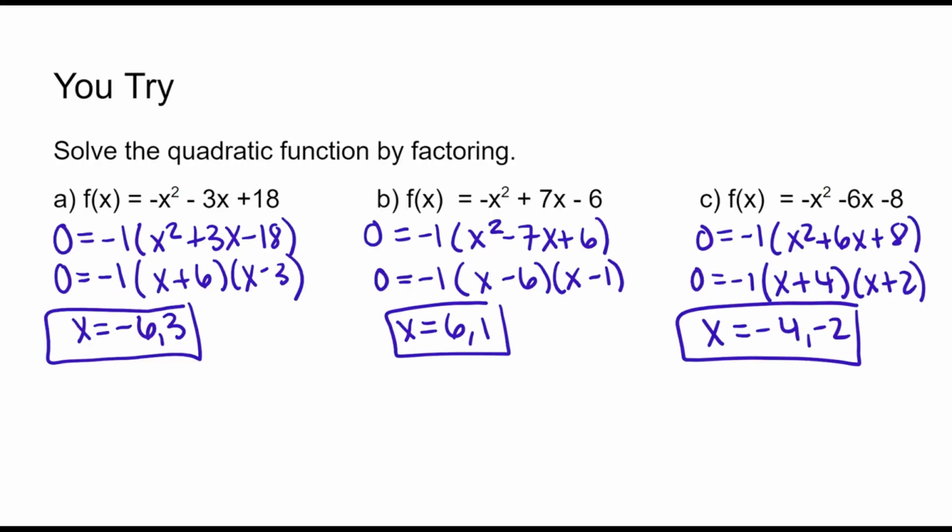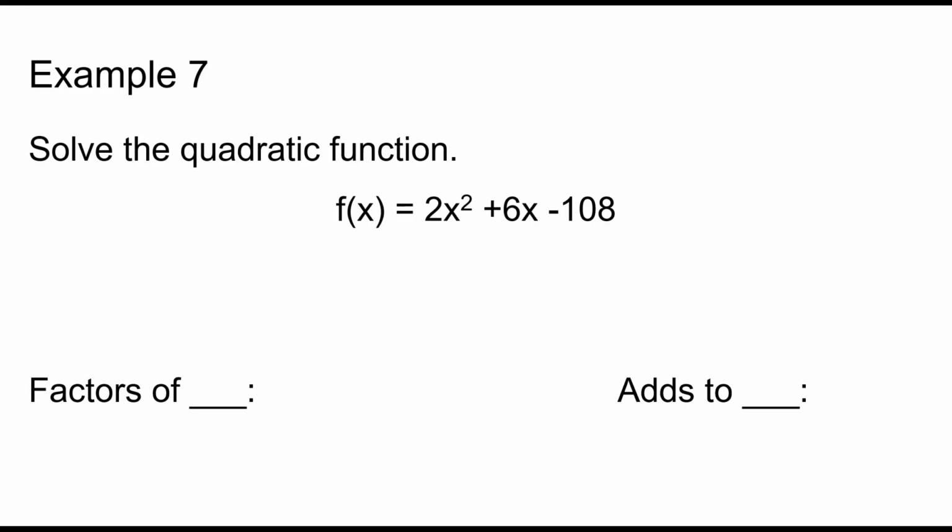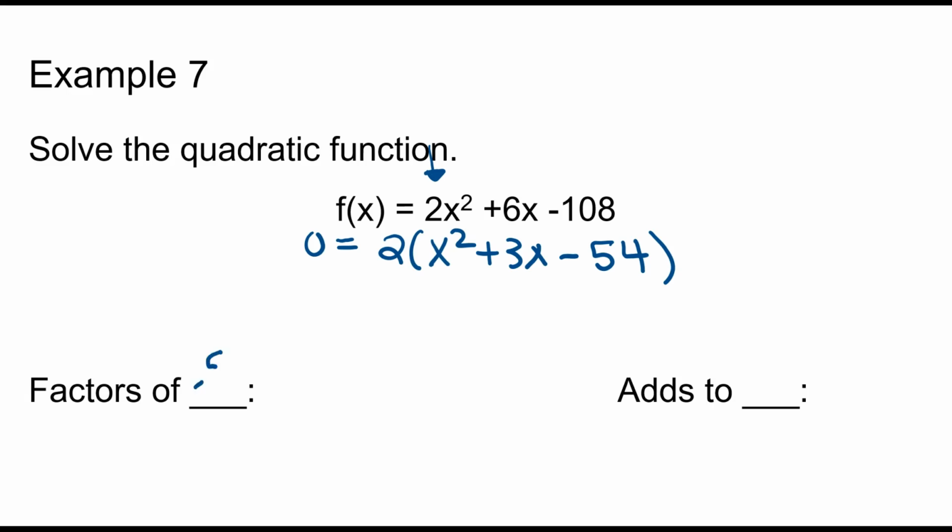All right, and now what happens if the leading coefficient is not 1? Well, if the leading coefficient is not 1, we see if we can make it 1. I want that 2 to be a 1, so I'm going to divide every number by 2 if I can. And because I can, we've got 108 divided by 2, we've got to see, okay, I can divide everything by 2. We'll go from there. That's the factors of negative 54 that add to 3.